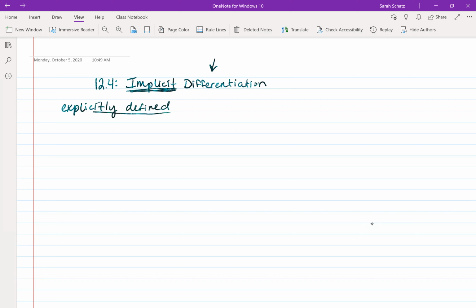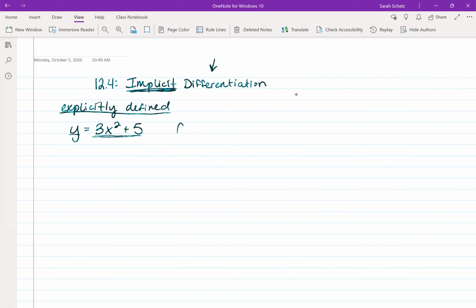So I'm going to give you an example or two of the functions we've been looking at, which have been explicitly defined. When a function is explicitly defined, it means that y is by itself, basically, or your output is by itself. Here's an example of an explicitly defined function: y equals 3x squared plus 5. This is explicitly defined because y is the output, and it says y as a function of x equals 3x squared plus 5. Notice there's no y's over here, it's just x's.